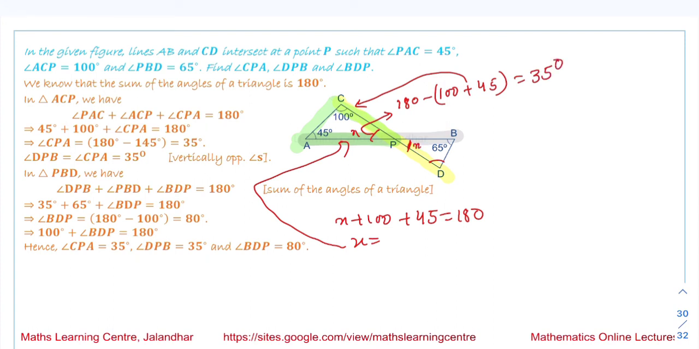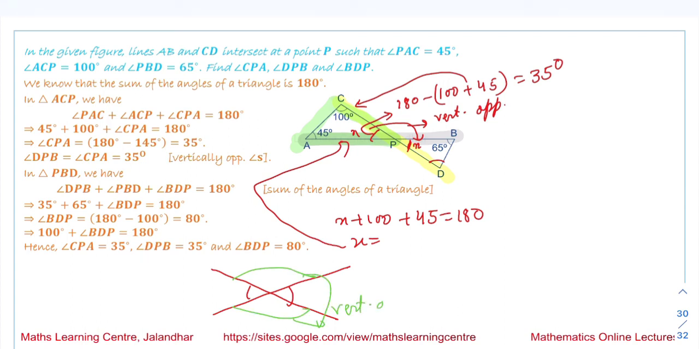This angle is also X because these two angles are vertically opposite angles. Vertically opposite angles means two lines are intersecting, then these two angles are vertically opposite angles, and these two angles are vertically opposite angles, and we know that vertically opposite angles are equal. So the value of this angle is again 35 degrees.